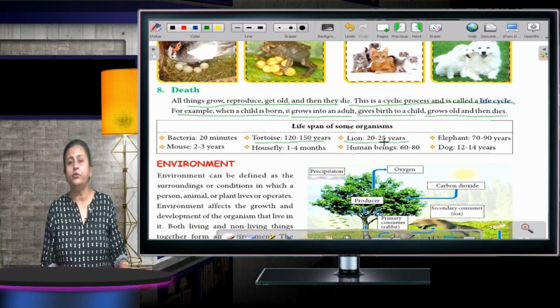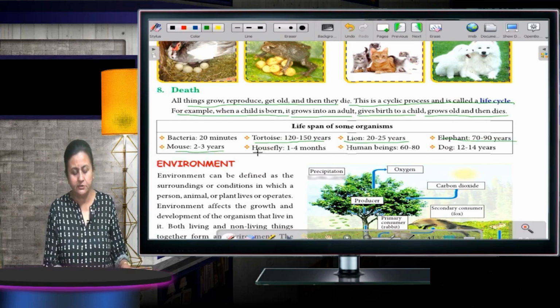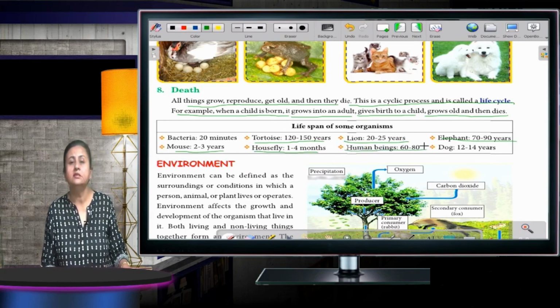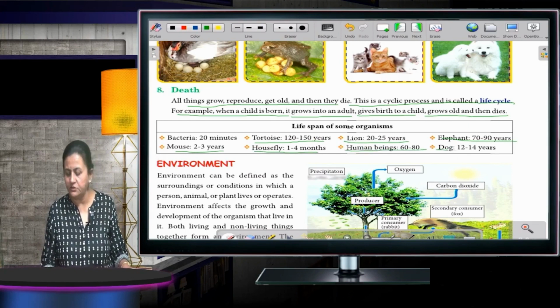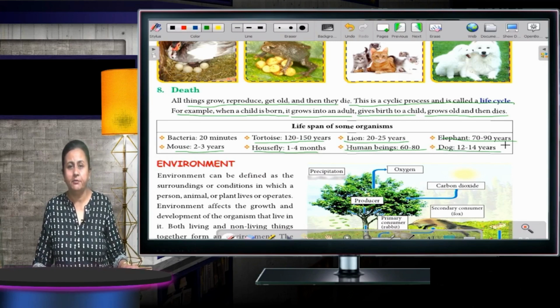Lion, they live for 20 to 25 years. Elephant have an age of 70 to 90 years. Mouse, 2 to 3 years. House fly, 1 to 4 months. Human beings, 60 to 80 years. Then dogs, the maximum is 40 and the minimum is 12.